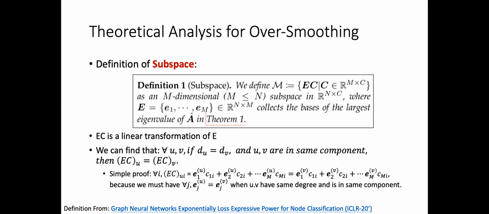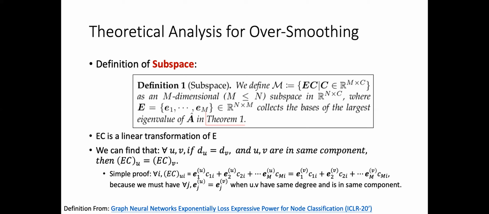Here are some comments for this definition of subspace. First, this EC is actually a linear transformation of E. Also, with this definition, we can find that for any nodes u and v, if u and v have the same degree, du equals dv, and if u and v are in the same components, then we definitely know that EC's u-th row will be equivalent to EC's v-th row.